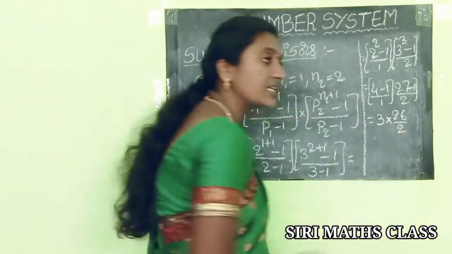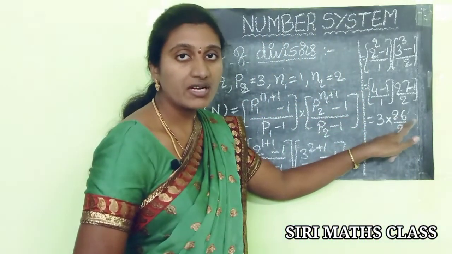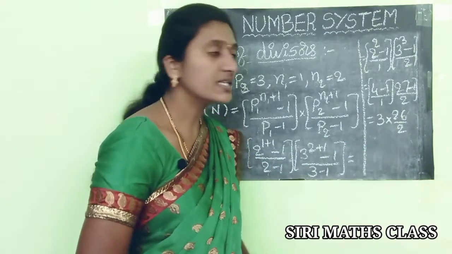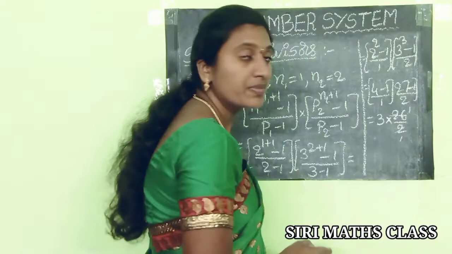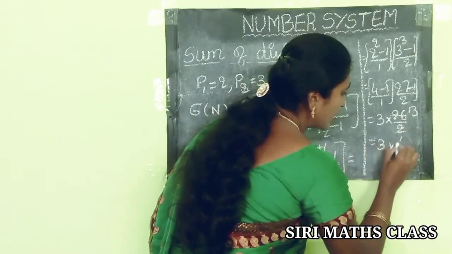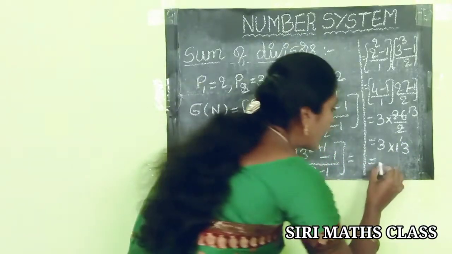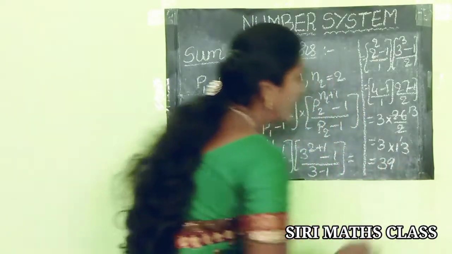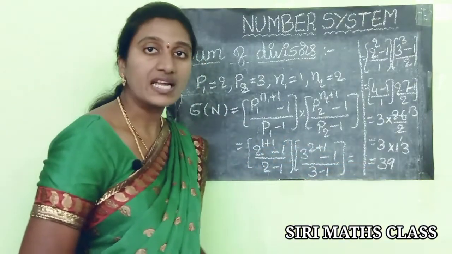26. 26 by 2. Okay, see here, 26 is an even number, so the 2 will be cancelled, it is divisible. Okay, how many times? 2 1s are 2 and 2 13s are 26. Okay, 3 into 13. 3 13s are, the value is 39. Okay, here the sum of divisors is total 39.